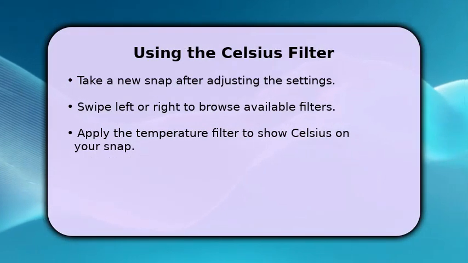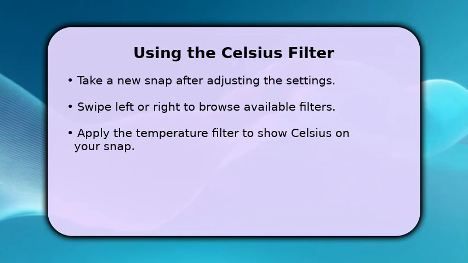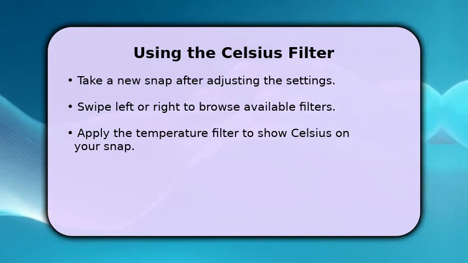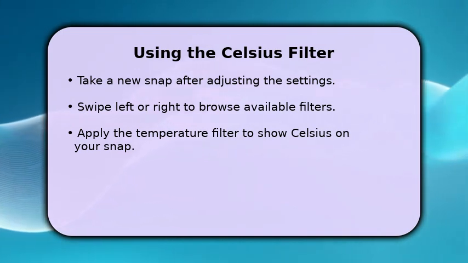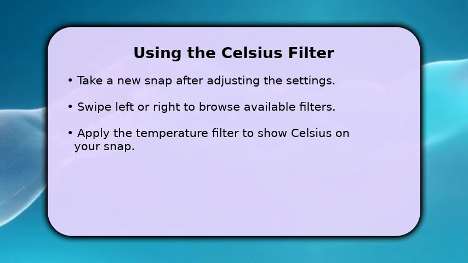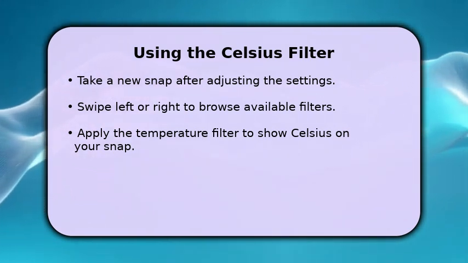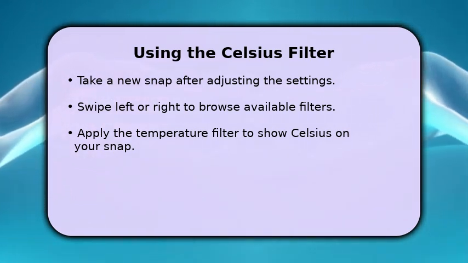Now that your settings are updated, take a new snap. After capturing your photo or video, swipe left or right across the screen to browse through the various filters. Look for the temperature filter, which will now display the temperature in Celsius. Apply this filter to your snap to share the current temperature with your friends.